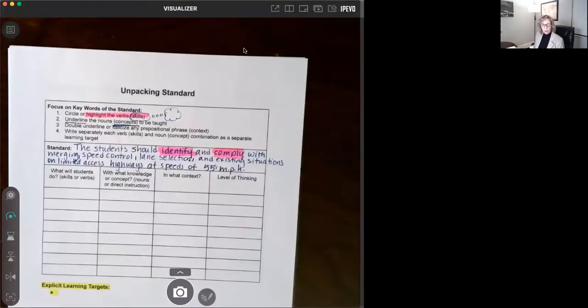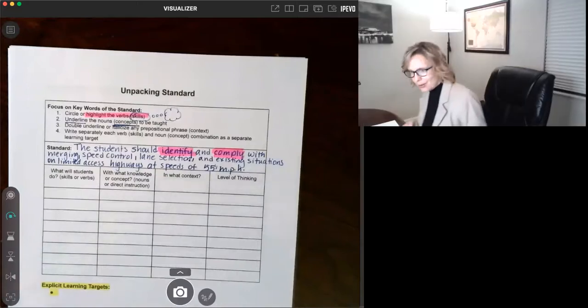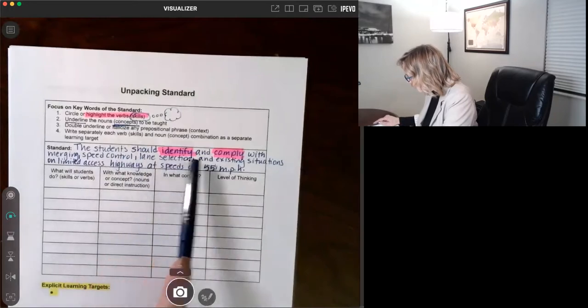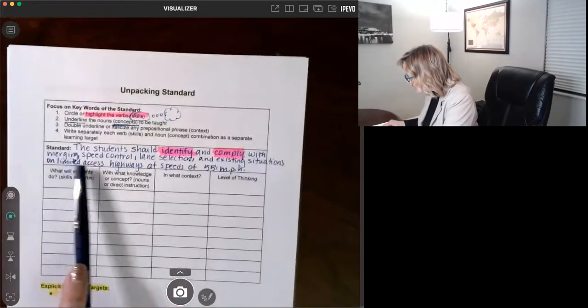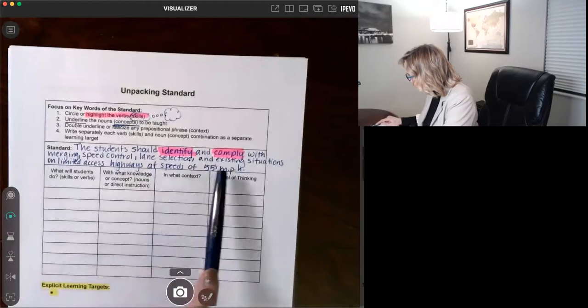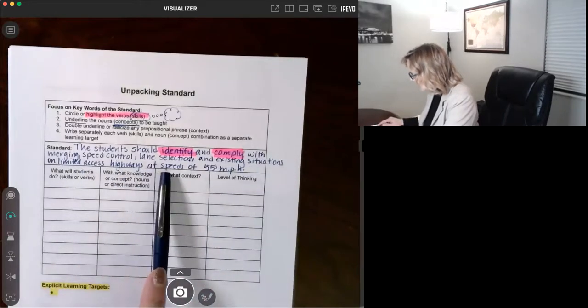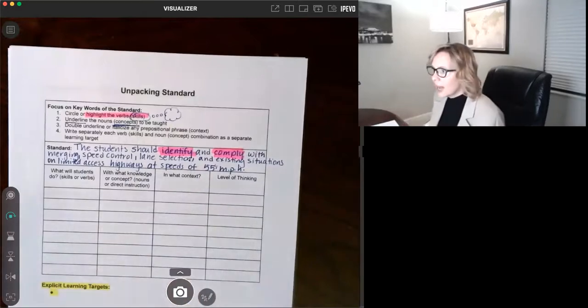And so I would like for you to grab your pen and grab your paper, and I'm going to take a moment. We're going back to our driver's ed standard, right? Which is students should identify and comply with merging, speed control, lane selection, and existing situations on limited access highways at speeds of 55 miles per hour.